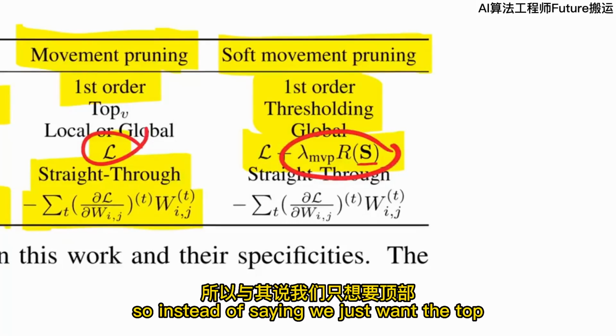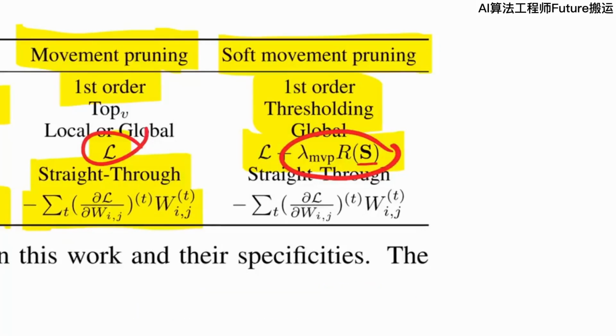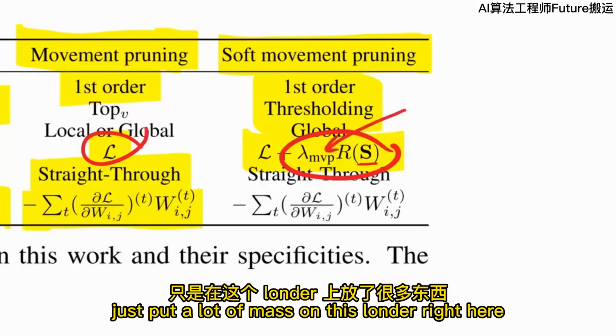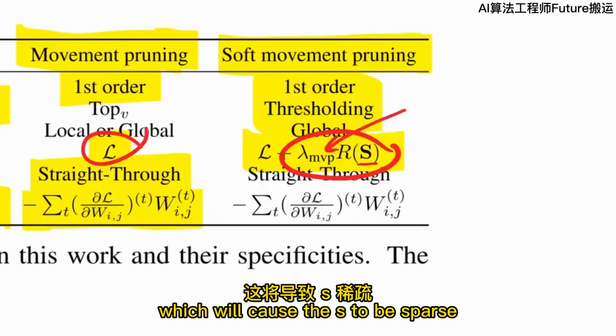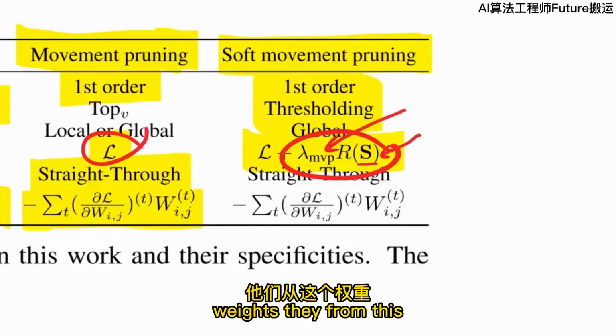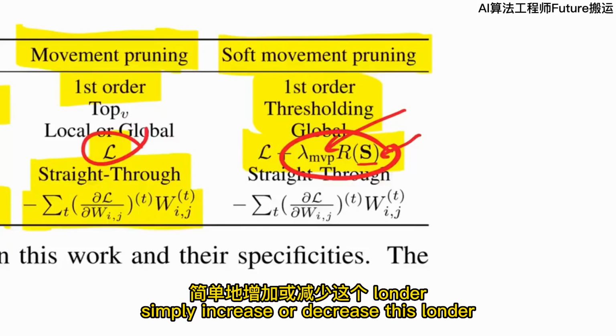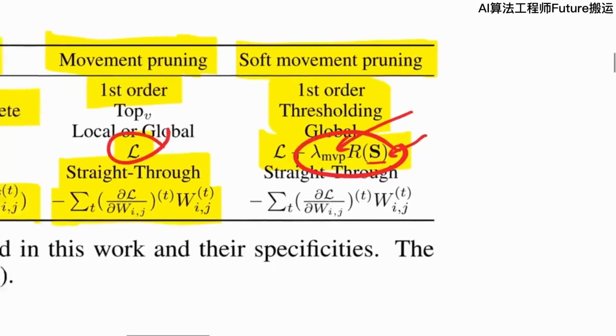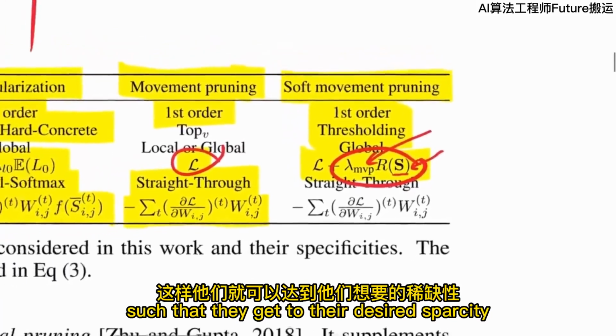So instead of saying we just want the top 5% of weights, they now just put a lot of mass on this lambda right here, which will cause the S to be sparse. And if they are not happy with how many weights they prune, they simply increase or decrease this lambda such that they get to their desired sparsity.